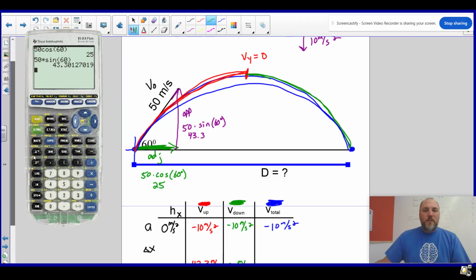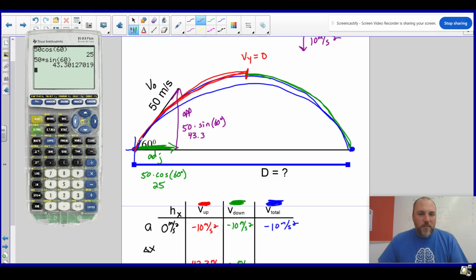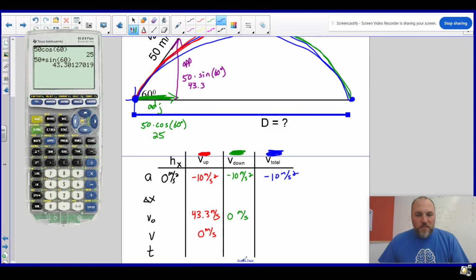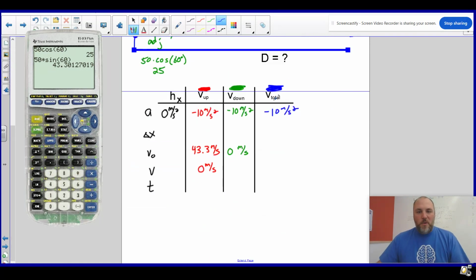Okay? I also want to point out that the beginning of the red path and the beginning of the blue path, which is the total trajectory, is the same moment in time. So the initial velocity of the total vertical column would also be 43.3 meters per second.